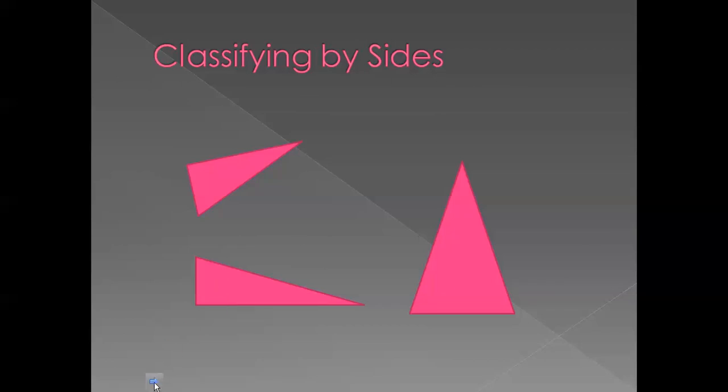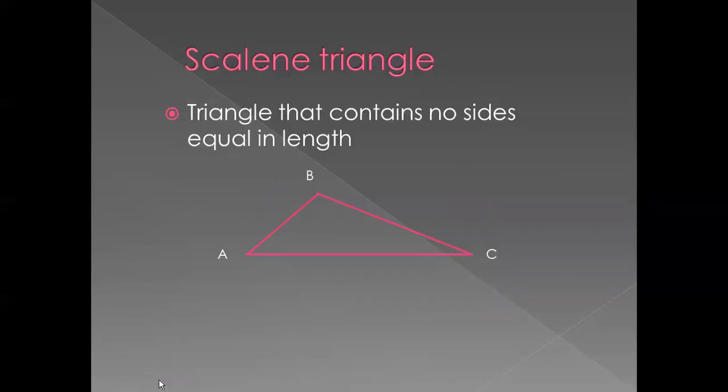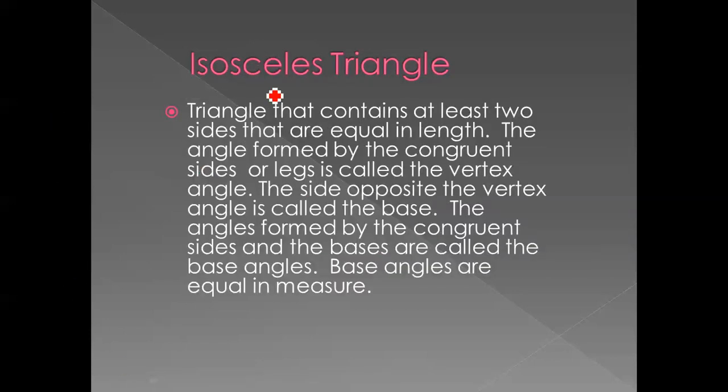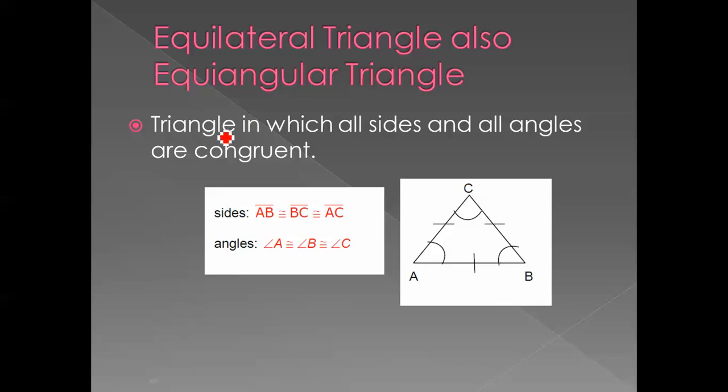When we classify by sides, we have the scalene triangle, which has no sides equal in length, so all the sides have a different length. We have the isosceles triangle, which contains at least two sides that are equal in length. And then we have the equilateral triangle, in which all sides and all angles are congruent.